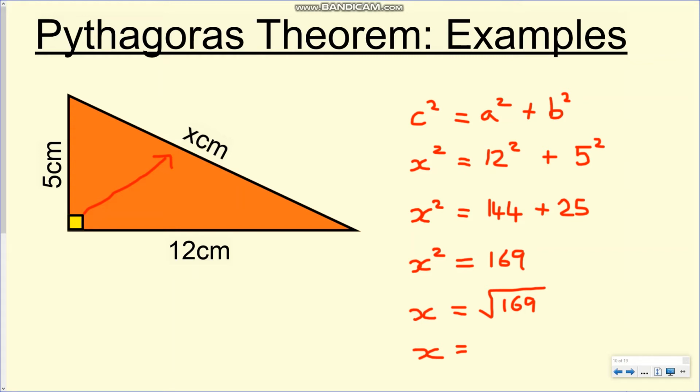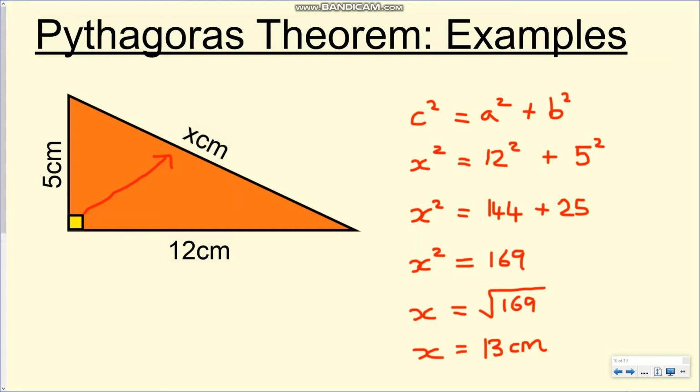My answer is 13. 13 times 13 makes 169. So my length of side x is 13 centimeters. Just to recap that one more time, I've put my numbers in. 12 and 5 go in because they're the two smaller sides on this right angle triangle. I've squared them. I've added them up. I have square rooted my result, and that gives me my final value for x.